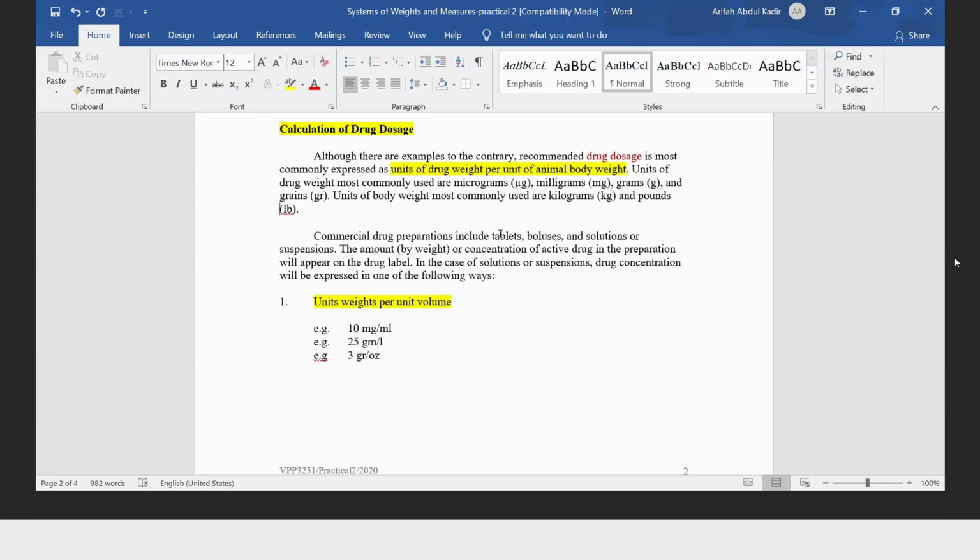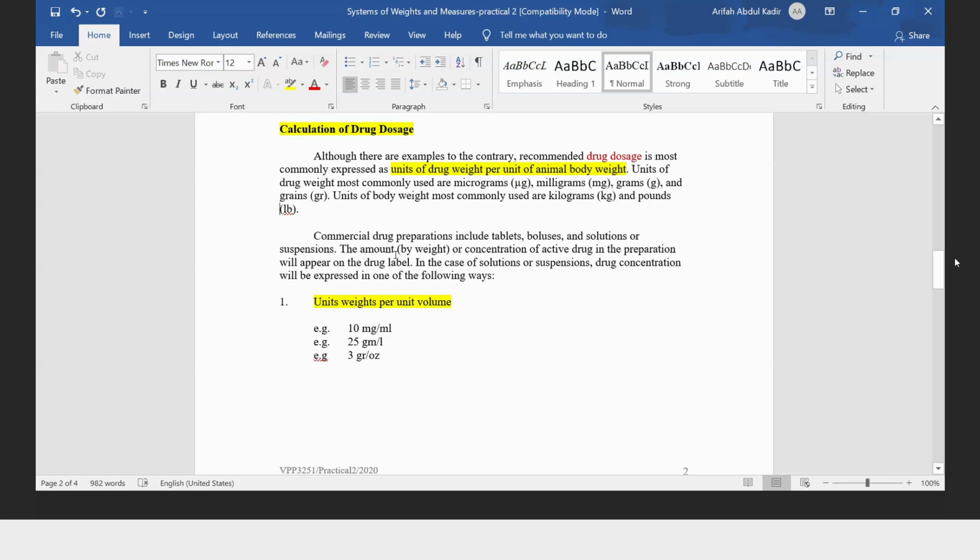Easy. Okay. So if one tablet is 10 milligram, how many tablets should be administered to the cat? 3. Yes. Very easy, very simple. But you must know. So that is tablets. With solutions and suspensions, the calculation is a little different.